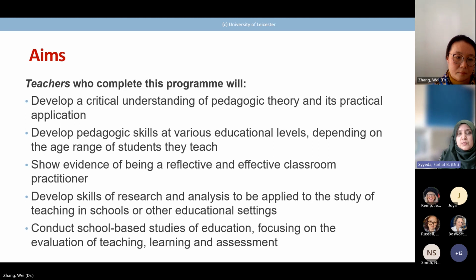Upon completion, teachers will show evidence of being reflective and effective classroom practitioners. They also develop research skills, which can be applied to their own educational settings in teaching, and they will be able to conduct school-based studies, focusing on the evaluation of teaching, learning, or assessment.